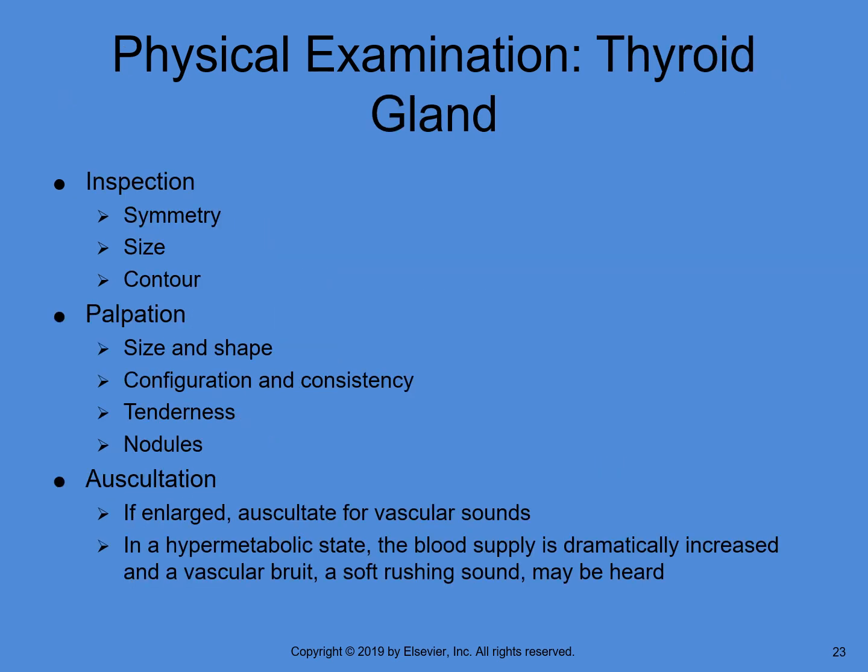The thyroid gland, we want it to be symmetric. We're looking at the size and contour, shape, tenderness, nodules. You can auscultate it for vascular sounds. If in a hypermetabolic state, the blood supply is dramatically increased. So, a vesicular bruit, a soft rushing sound, can be heard.